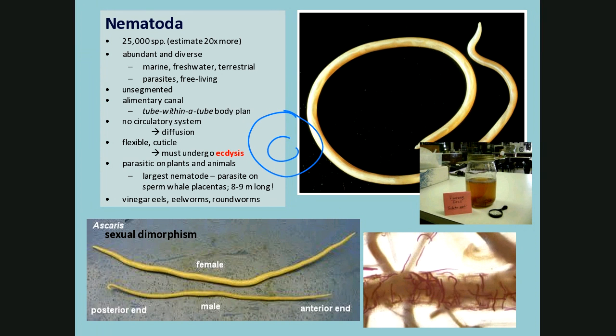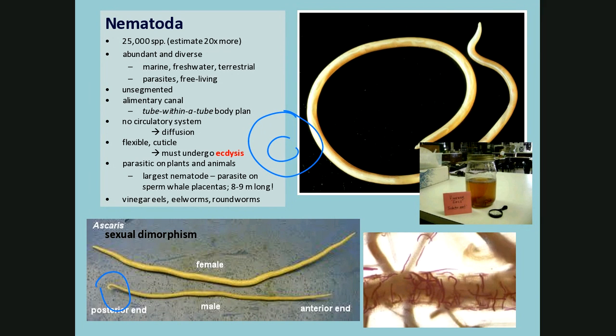But the nematode down below is the Ascaris. That's the genus of the nematodes, and they are sexually dimorphic. You'll notice in the picture, females generally tend to be larger. Males are usually smaller and thinner, and distinctively males have this hook at the end. And that's a characteristic of that group.